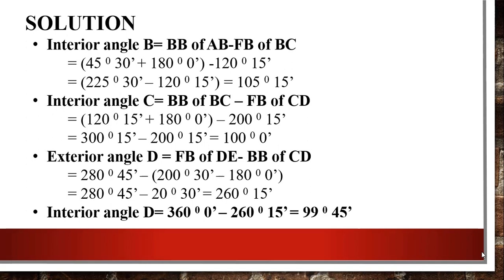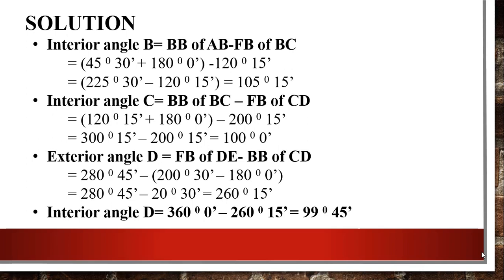So the forebearing of DE is 280 degree 45 minutes, and for getting the back bearing you have to deduct 180 degree from the forebearing, because the forebearing is greater than 180 degree. Therefore, for getting the back bearing you have to deduct 180 degree from 200 degree 30 minutes. So the answer is obtained as 20 degree 30 minutes. Now the exterior angle of D is 280 degree 45 minutes minus 20 degree 30 minutes, and you will get the exterior angle as 260 degree 15 minutes.